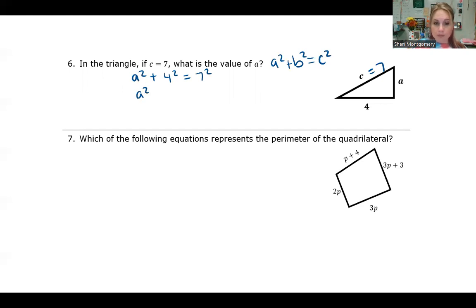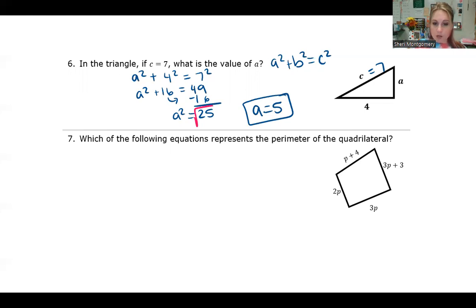We don't know what A squared is. 4 squared is 16, and 7 squared is 49. We want to get A all by itself, so let's move the 16 over. So we end up with 25 is equal to A squared. If you take the square root of 25, you get plus and minus 5, but side lengths can't be negative, so A is equal to 5.